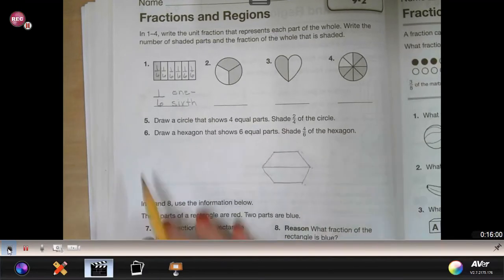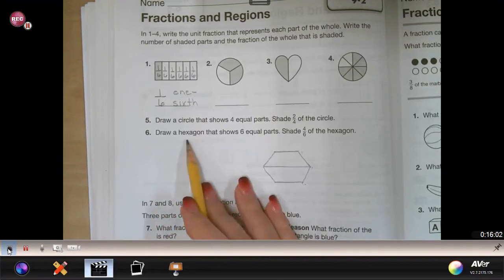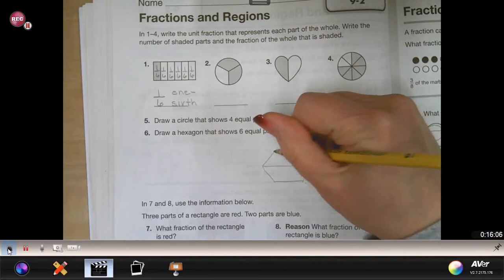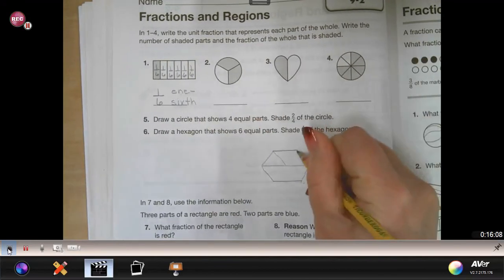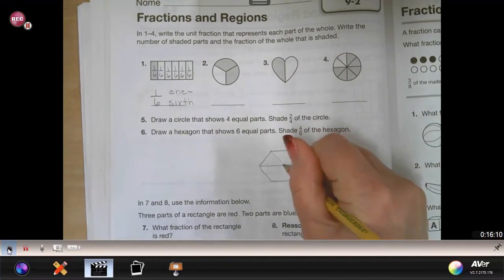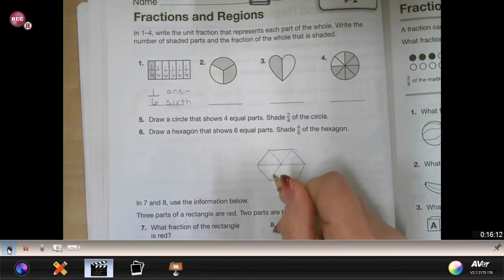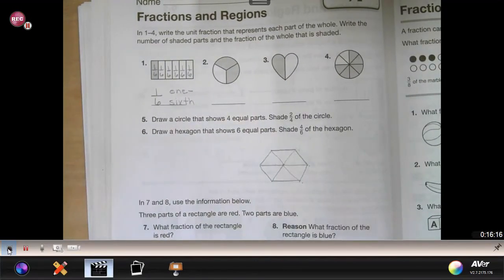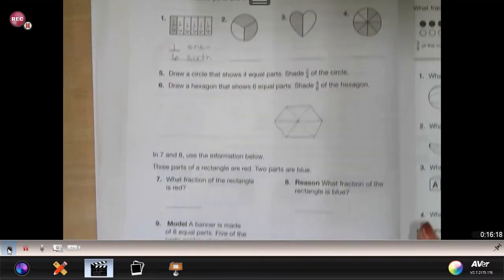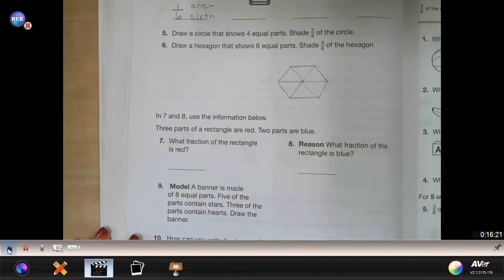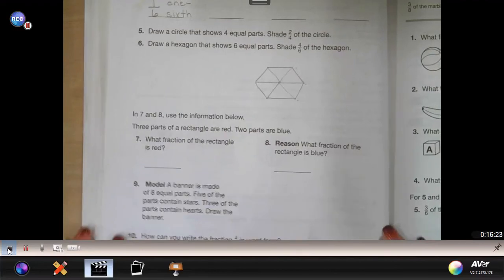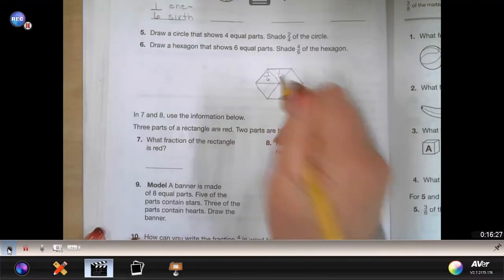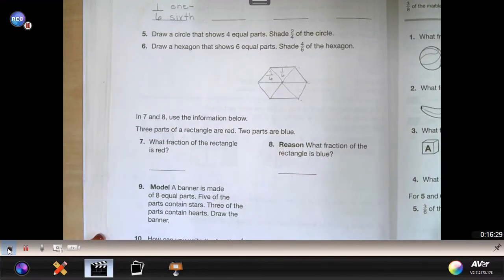Okay? So now it says you're going to draw a hexagon and show 6 equal parts. The easiest way to do 6 equal parts is through a triangle. And you need that center point to help you with that triangle. So that's how you would draw a hexagon, and then you're going to complete what it asks you to do. Make sure that you label your parts. So 1/6, 1/6, and so on. You're going to finish that up.